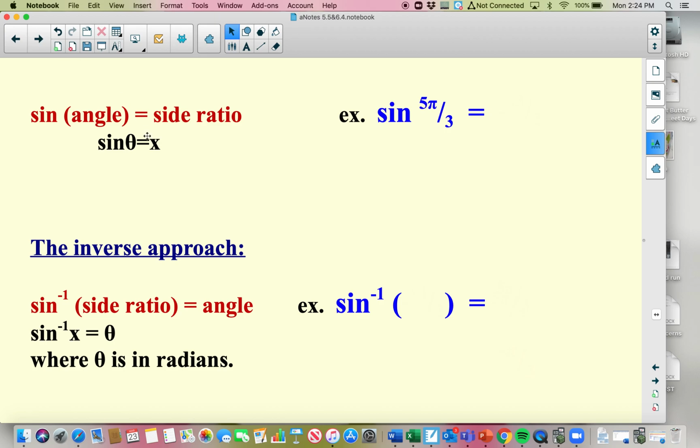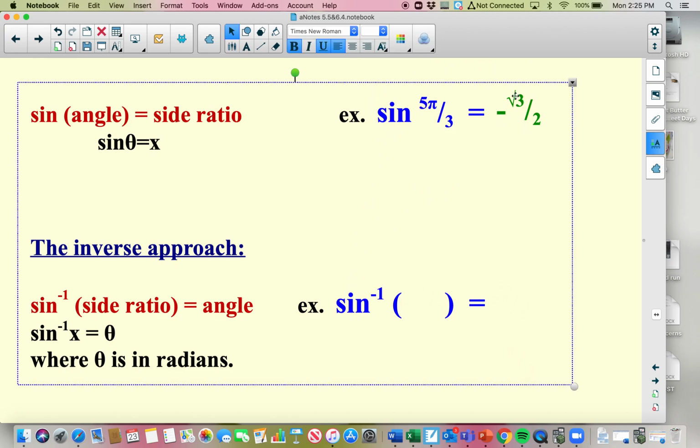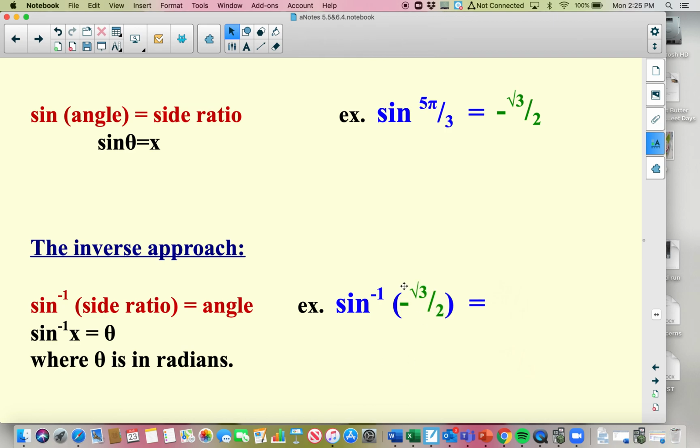So the notation you're going to see, you are familiar with doing this from the first couple days of chapter 5. If I said, what is the sine of the angle 5π/3? You would say, okay, 5π/3 is in the fourth quadrant, and the sine value there is -√3/2. Something you're very familiar with. Now, when you do the inverse approach, you're going to switch the side and the angle. So now I'm going to say inverse sine of -√3/2, and now you're trying to find the angle. You're trying to figure out where that angle occurs.